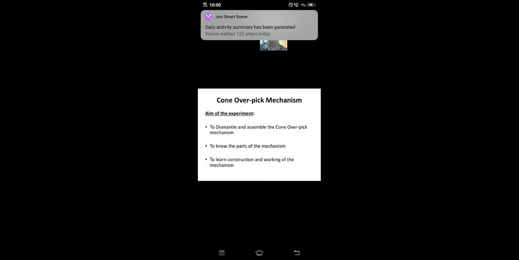So picking is known as shuttle travel. The shuttle is propelled. How does it travel? It is propelled by means of a mechanism. What is that mechanism? There are different kinds of mechanisms: cone overpick mechanism, cone underpick mechanism, side lever underpick mechanism. These are different kinds of mechanisms used to propel the shuttle through the shed, and they help in the formation of picking and thereby in the formation of cloth.